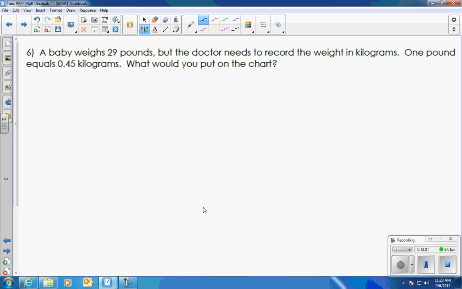A baby weighs 29 pounds, but the doctor needs to record the weight in kilograms. 1 pound is 0.45 kilograms. What would you put on the chart? So we've got 29 pounds times 0.45 kilograms. There are 2 decimal places. 9 times 5 is 45. 2 times 5 is 10, plus the 4 is 14. And the 0 doesn't really count for me right now, so I'm just going to cross it out or leave it alone.